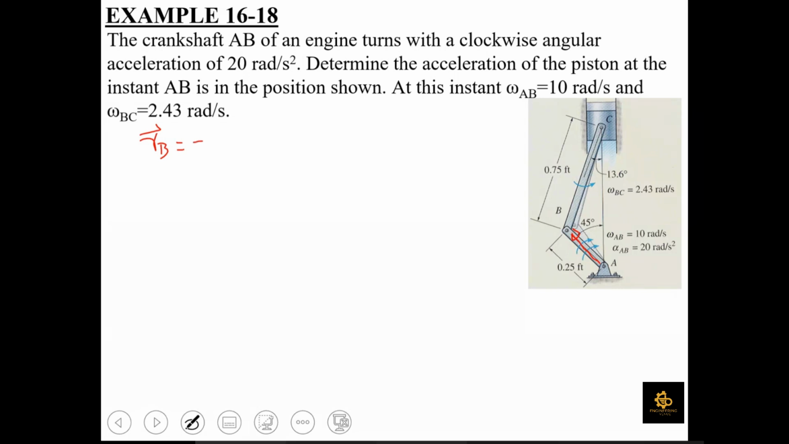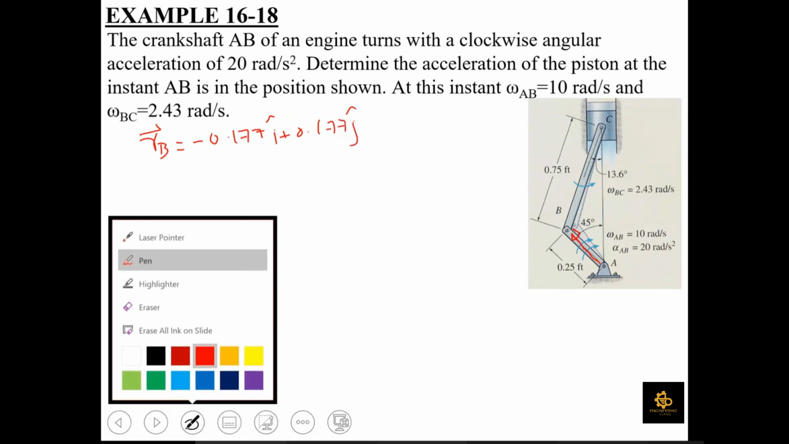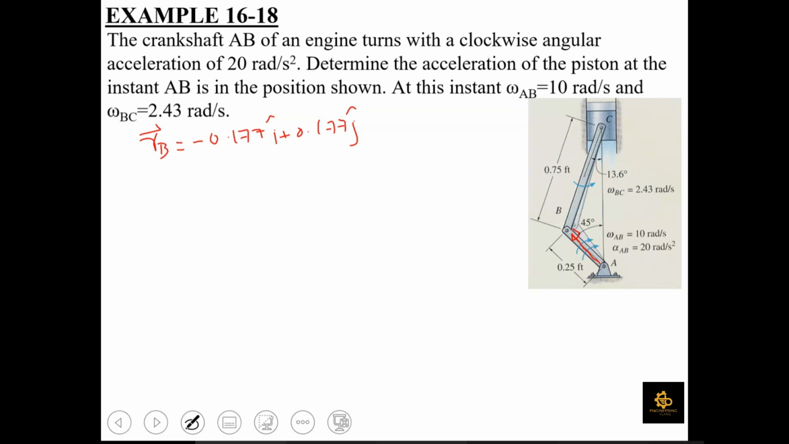So it would become minus 0.177i plus 0.177j. The other position vector, I am writing these first because you will need to use them repeatedly. The other position vector which you would be requiring here is this vector, which is the relative position of C with respect to B. So what should this position vector RCB be?